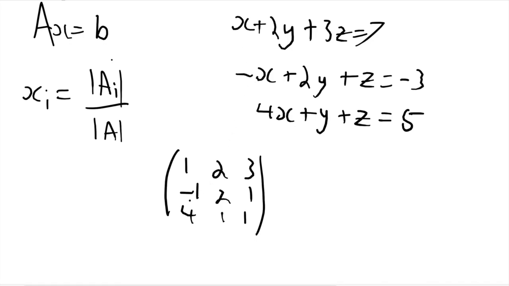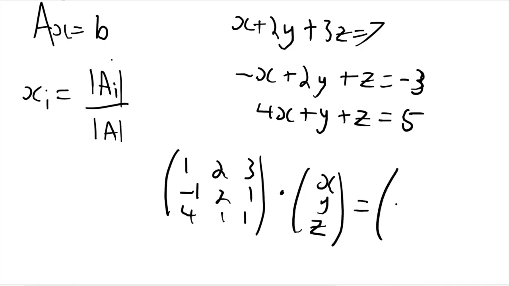x, y, and z, and the second row is just the coefficients of the variables x, y, and z in the second equation. And then for the third row, we have the coefficients of the x, y, z variables in the third equation. We're going to multiply this by x, y, z, and this has to be equal to the right-hand side, which is 7, minus 3, 5.